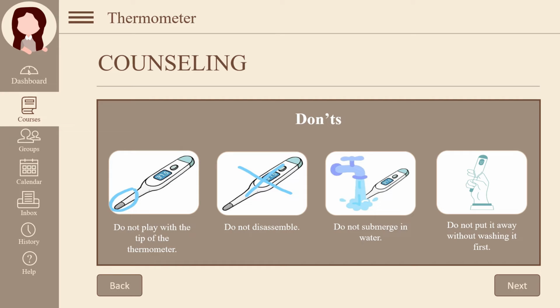Next is for the don'ts. Do not play with the tip of the thermometer. Do not disassemble. Do not submerge in water. And do not put it away without washing it first. A dirty thermometer might infect the patient again.